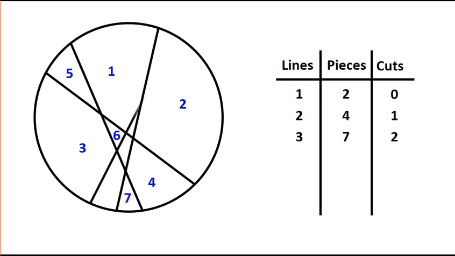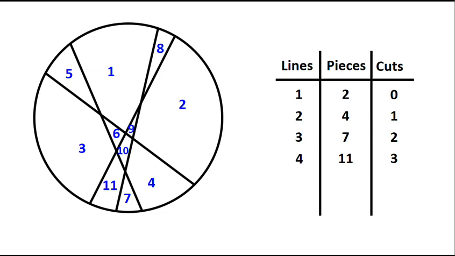So now I've drawn my fourth line, and there's 1, 2, 3 additional intersections or cuts, and that's an increase by 1 from what I achieved previously. And there's an 8th, 9th, 10th and 11th piece there. So now there's a total of 11 divisions or 11 pieces.